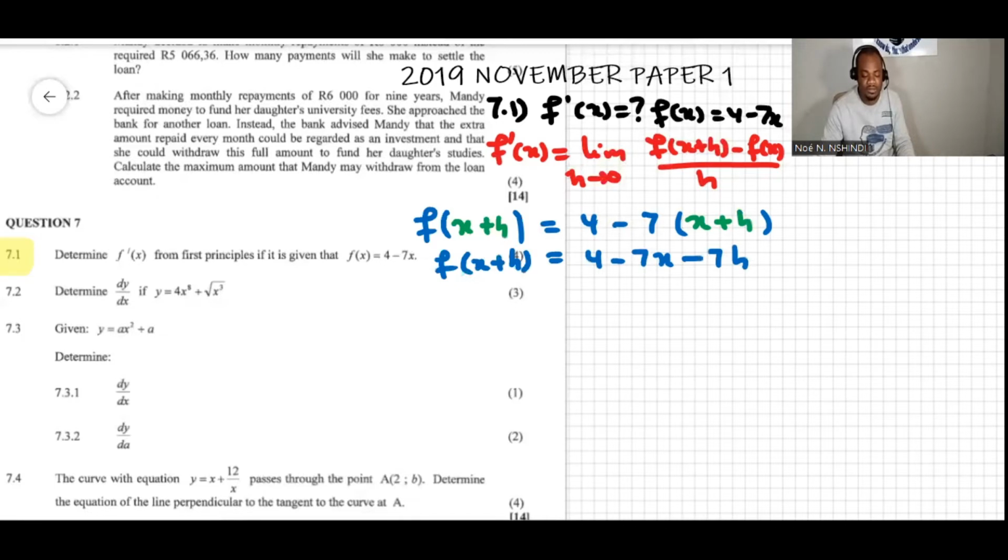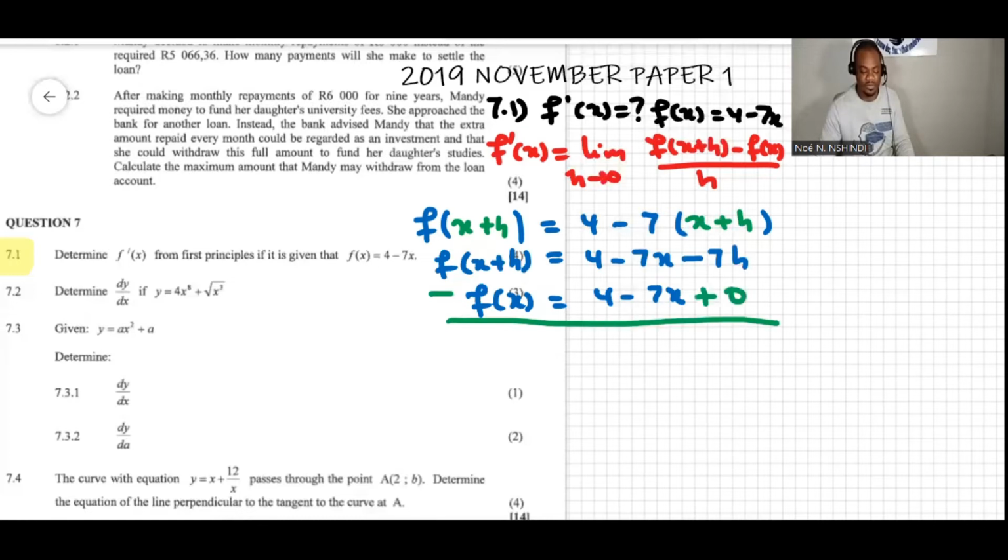Now, f of x initially was given by 4 minus 7x. So we do f of x plus h minus f of x. Let's do that. We have 4 minus 4, which is 0. Negative 7x, minus makes plus, so that also cancels. And this will be just equal to 7h. So this is the numerator of this fraction, and I'm going to divide this by h.